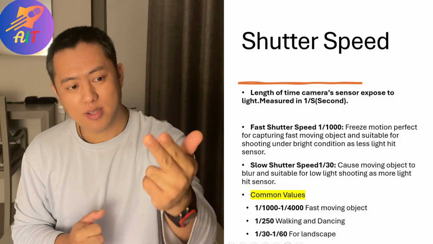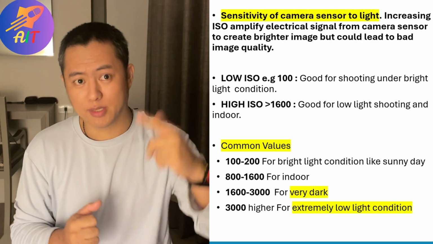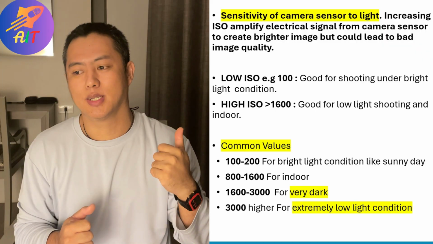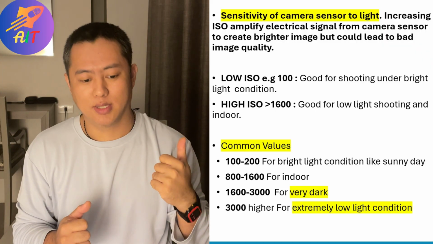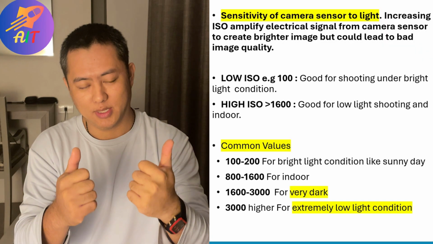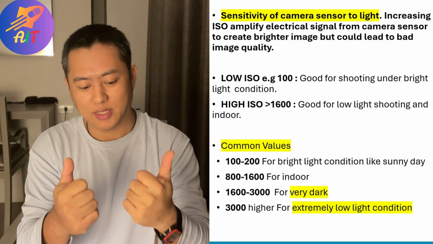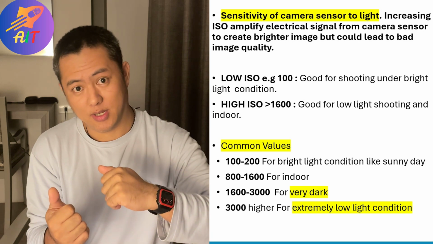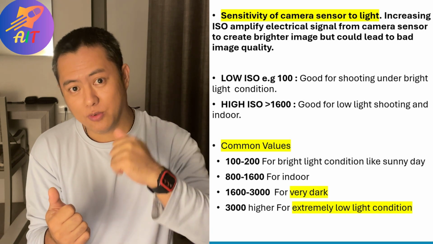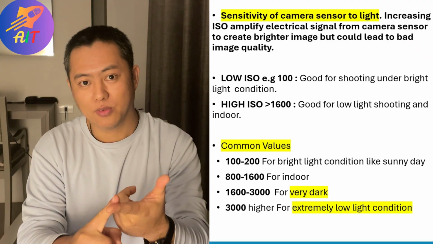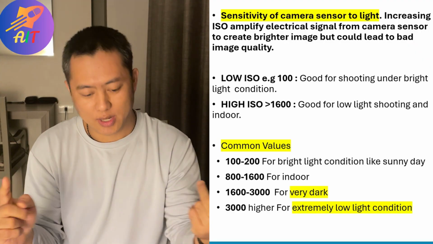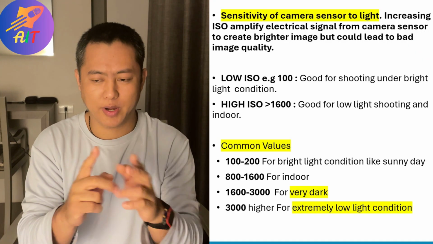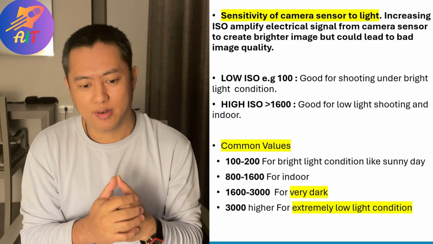And the third one is the ISO. What does the ISO mean? ISO means our camera sensor's sensitivity to the light. For the ISO we also have 2 kinds of values, the higher ISO and the lower ISO. For higher ISO, we mean an ISO greater than 1600.